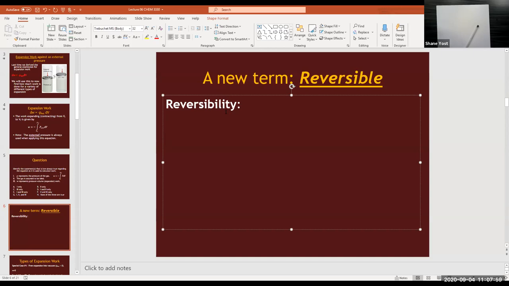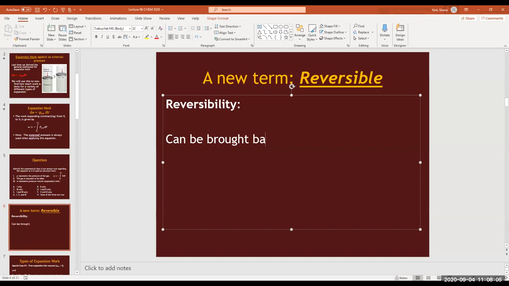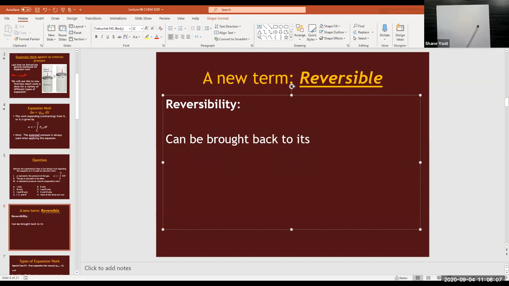Yeah, so something that's reversible, a reversible process, can be brought back to its starting point and be in the exact same state.